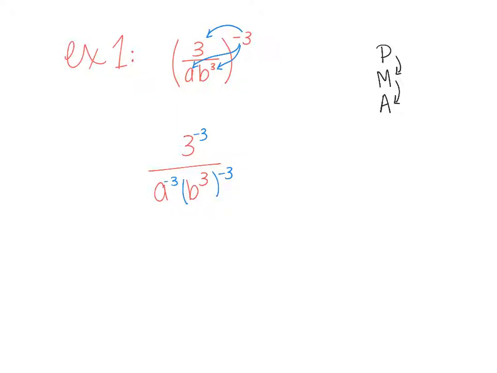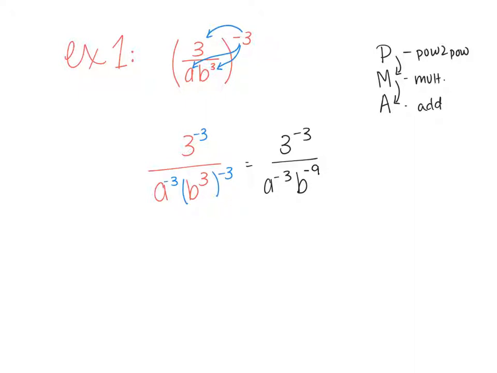Now, when I have a power to a power, we learned that acronym in the previous video, in the exponent review. A power to a power, you multiply. If they're being multiplied, you add. So here, I have a little power to a little power, 3 to the negative 3. So I'm going to multiply those. So I have 3 to the negative 3 over a to the negative 3, and then b, 3 times negative 3 gives me negative 9.